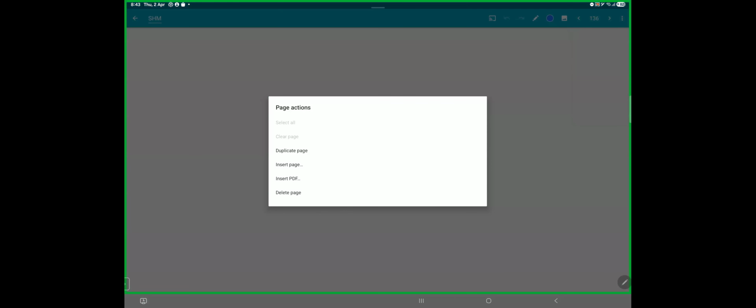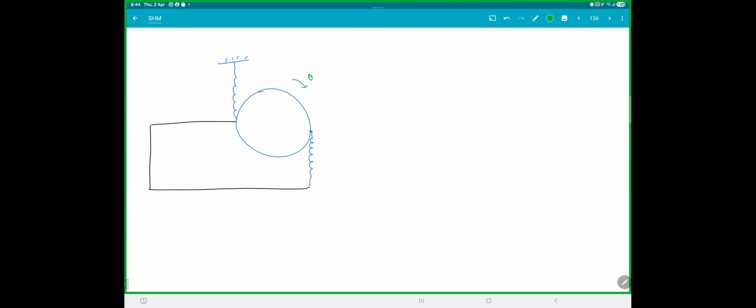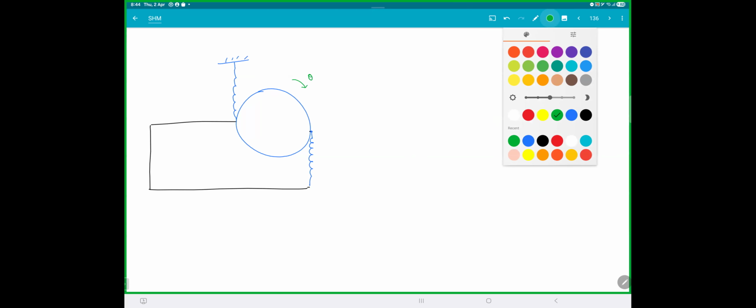See, so this was the sphere here. Initially, it was like this. You got a spring here. You got a spring here. Now, whenever you want to find time period, what do you do? Displace it by small theta. So we will rotate this sphere by small theta. Now, let's see what is happening at different places. This position here will go down by r theta. Because you're rotating, this point will go down by r theta.